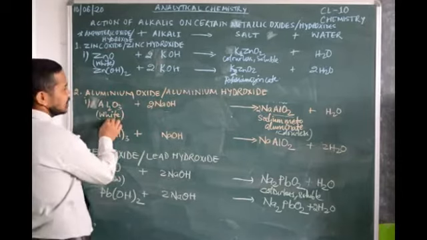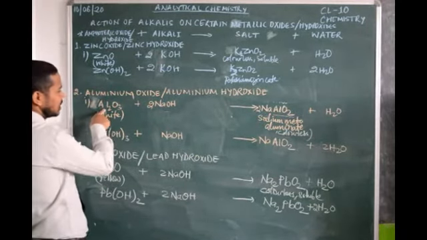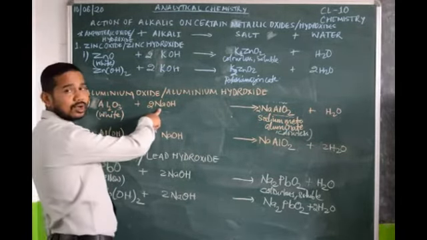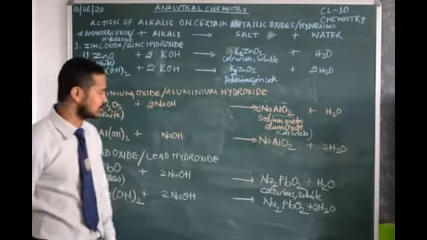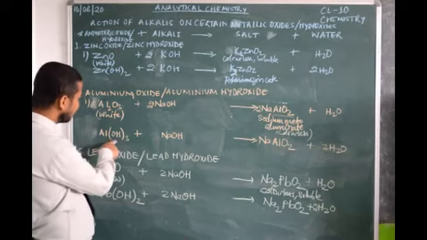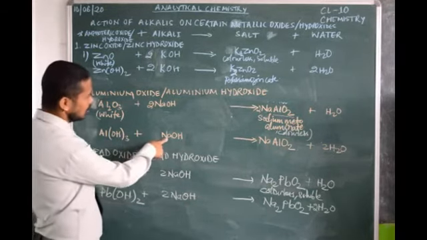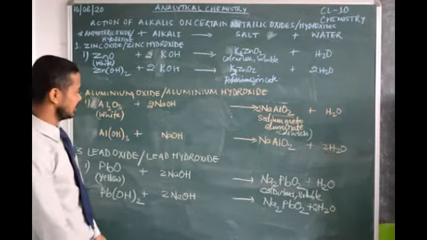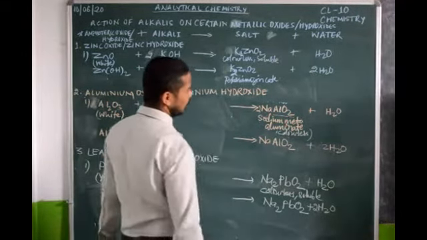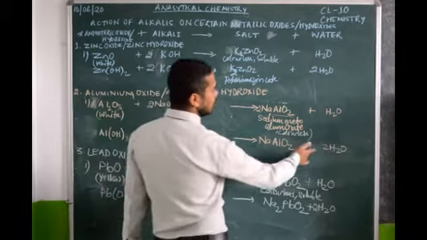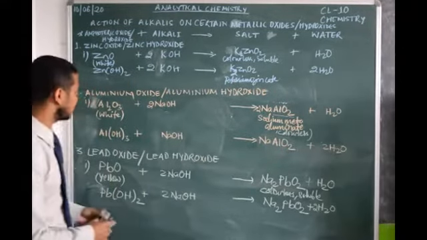Aluminium oxide is white in color, and the salt is colorless. Now here, aluminium hydroxide reacts with sodium hydroxide to give sodium meta-aluminate, which is colorless, plus 2 molecules of water.